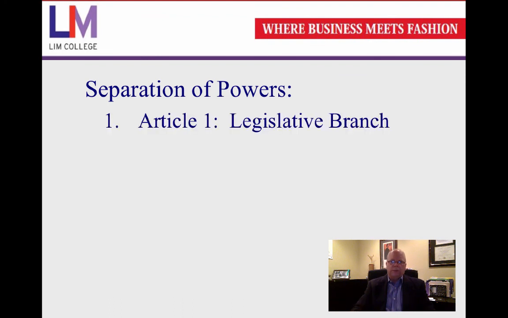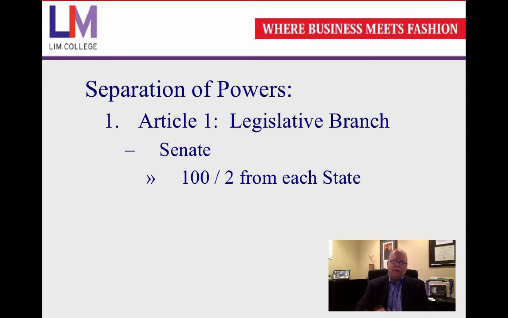Under the U.S. Constitution, it establishes our separation of powers. Under Article 1 of the U.S. Constitution, it establishes our legislative branch. All right? The legislative branch is made up of 2 houses. Number 1, the Senate. Senators come from each state. There are 2 senators elected from each state. And since we have 50 states, there are 100 senators sitting down there in Congress in Washington, D.C. Each state has 2 senators that they send to the Senate in Washington, D.C.